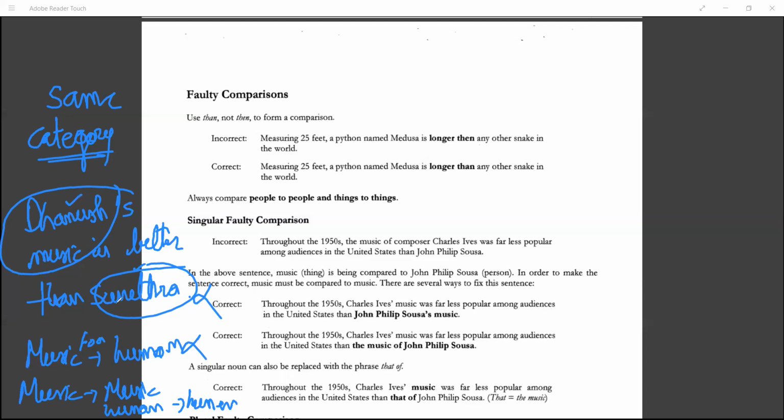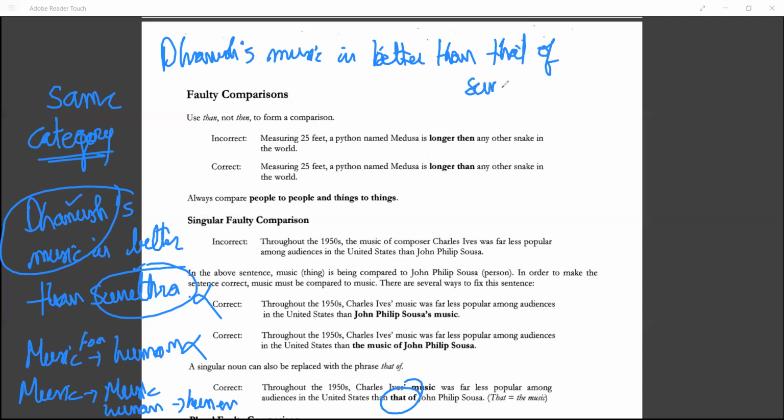Or you can use the word that of. So you can write Dhanush's music is better than that of Sunetra's. Understood? Got my point? So we didn't use Sunetra's music because this that refers to music. Understood? Got it?